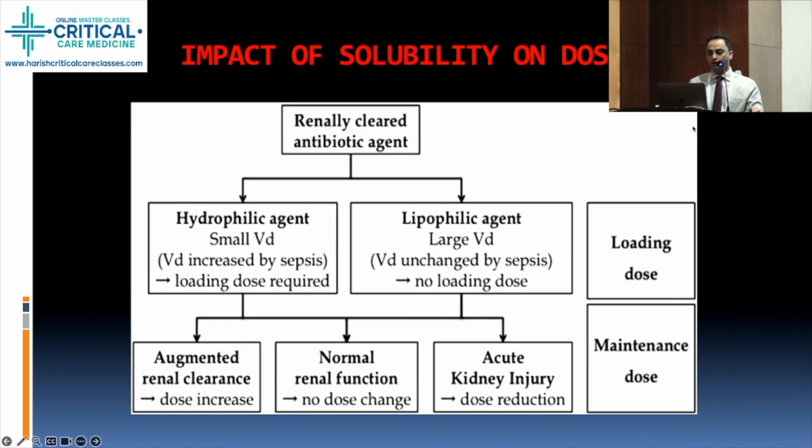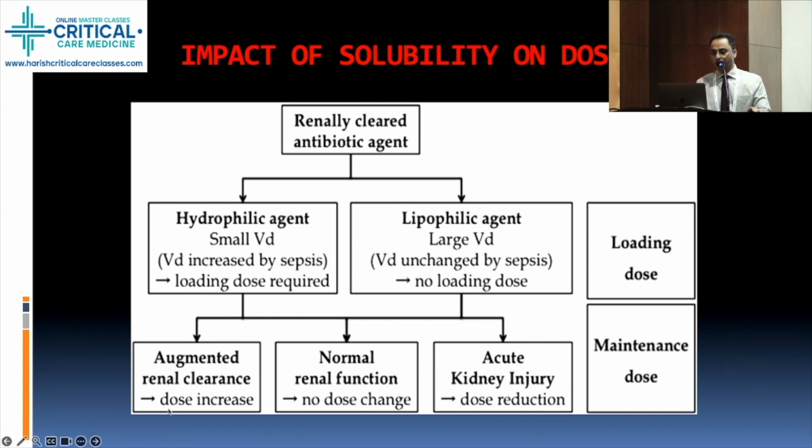So again, impact of solubility and dosing. So renally cleared antibiotic agents, so hydrophilic agents. We need to give front loading of hydrophilic agents in critically ill patients, particularly glycopeptides, vancomycin. We need to give a very good first dosage to overcome the impact created by the critical illness in terms of the volume of distribution.